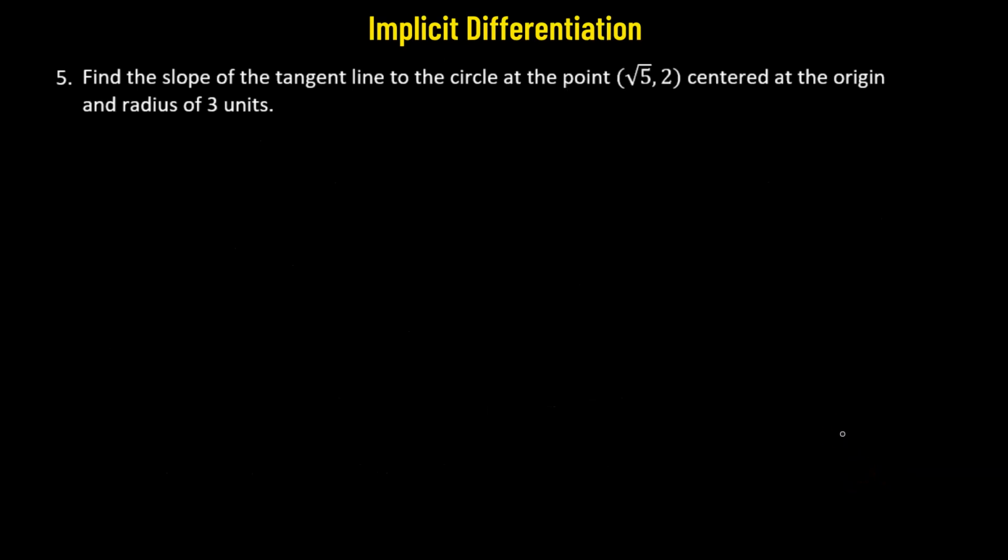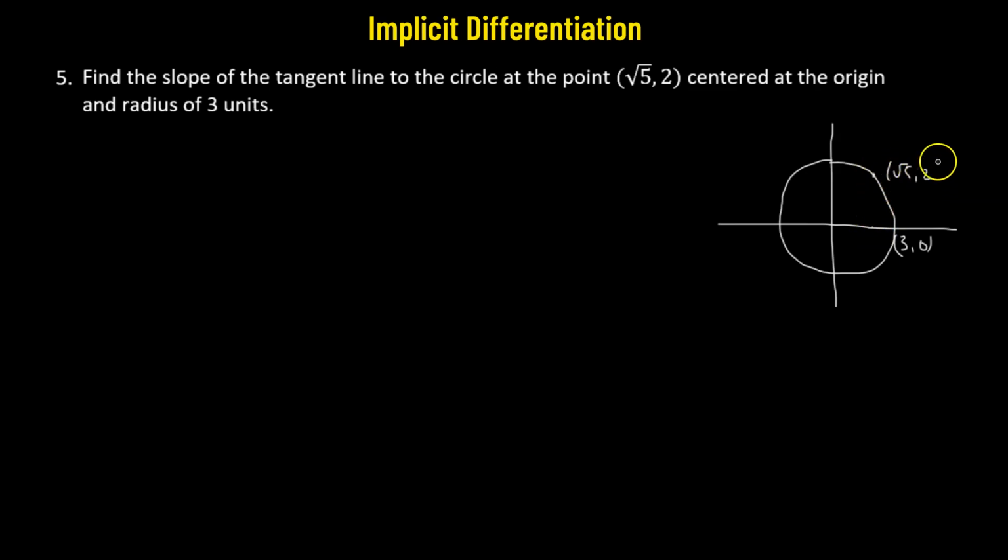So we need to find the slope of the tangent line to the circle at the point square root of 5 comma 2, which is centered at the origin with a radius of 3 units. So that means we here have a circle of radius 3 and it is centered at the origin. So this is our circle with radius 3. Let's suppose that our point square root of 5 comma 2 lies somewhere on the circle. This is a point P.